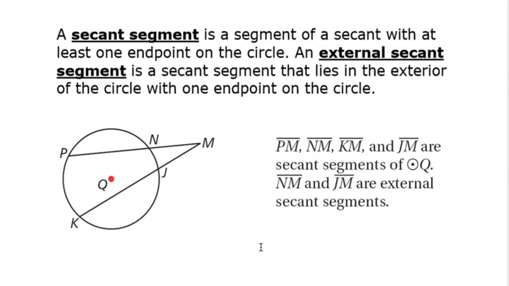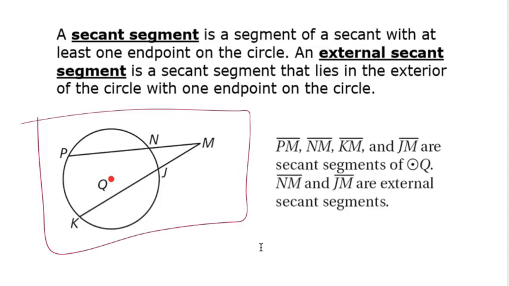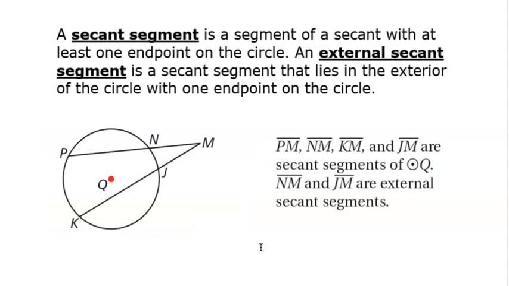So a secant segment is a segment of a secant with at least one endpoint on the circle. An external secant segment is a secant segment that lies in the exterior of the circle with one endpoint on the circle. Okay, this is very wordy, but here's what is important to notice. This picture right here is basically bird's beak, right? Okay, and in this bird's beak, we have segment PM and NM.